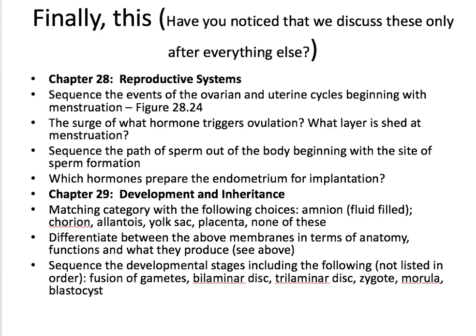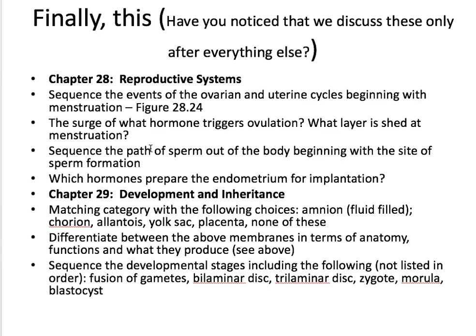And that's why I said, finally this. Have you noticed we only discuss these after everything else? Okay? The reproductive systems we discuss, even though they're the first exam, and maybe this is a mistake by us, right? They should only be discussed in terms of we've moved from a child to a young adult.